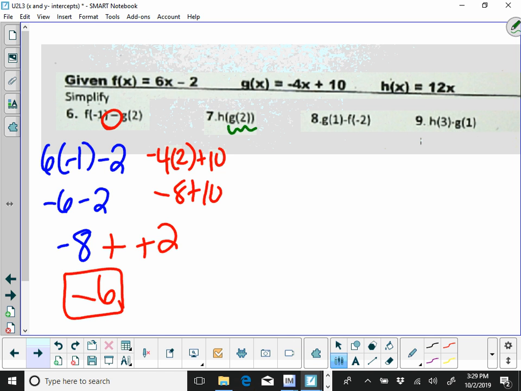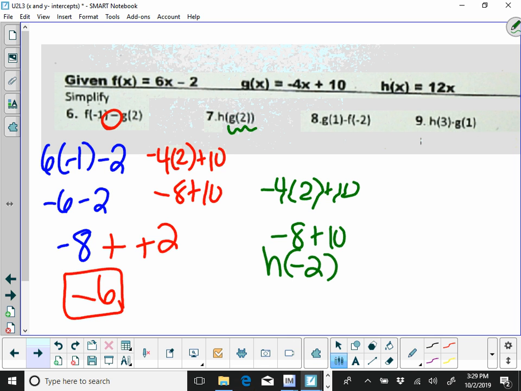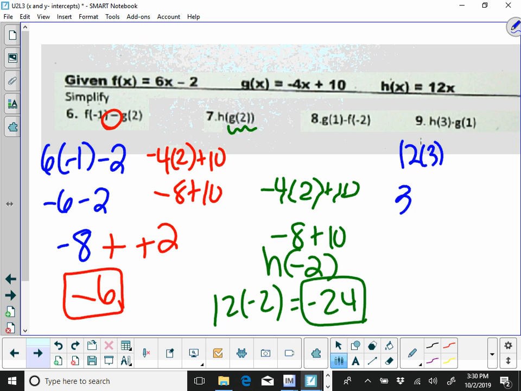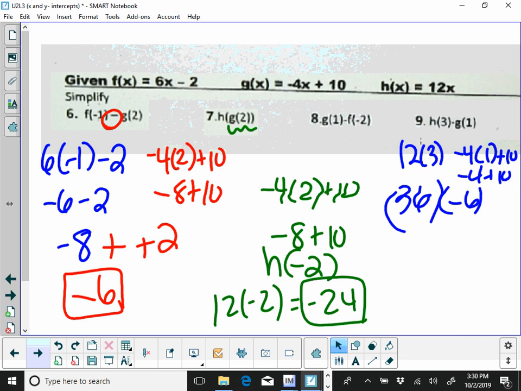G of 2 means negative 4 times 2 plus 10. So that's negative 8 plus 10, which is negative 2. Then we're going to put that into h. So 12 times negative 2 should give you negative 24. All right, I'm going to skip number 8. Let you work on that one. Number 9, h of 3 means 12 times 3, which is 36. G of 1 means negative 4 times 1 plus 10, which is 6. And then you are going to multiply those together. So you need to finish that problem out as well.